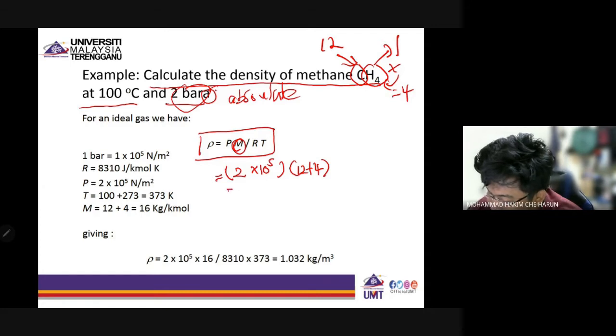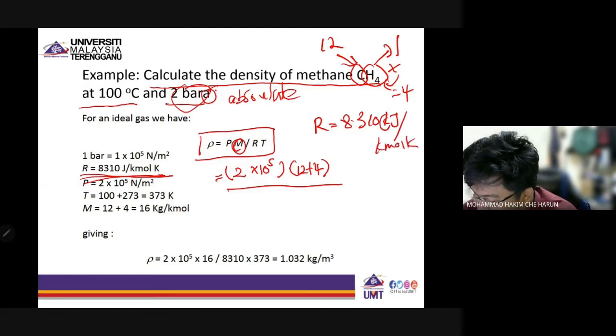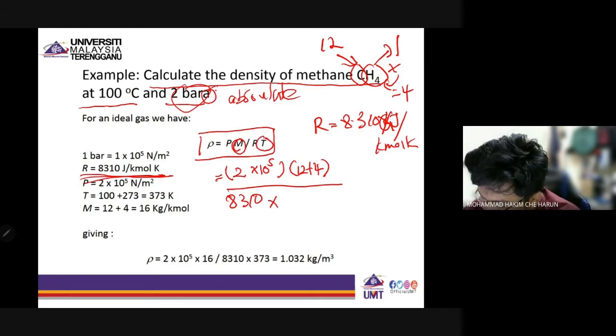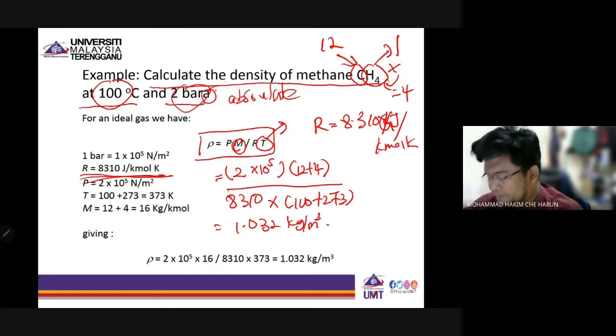And then what else? Divide by R. R is the constant. Bear in mind the unit. R can be expressed as 8.310 kilojoule per kilomole Kelvin, but times 1000, it becomes 8310 joule per kilomole Kelvin, times the temperature. Temperature has to be in Kelvin. So it is given 100 plus 273. So you get 1.032 kilogram per meter cube.